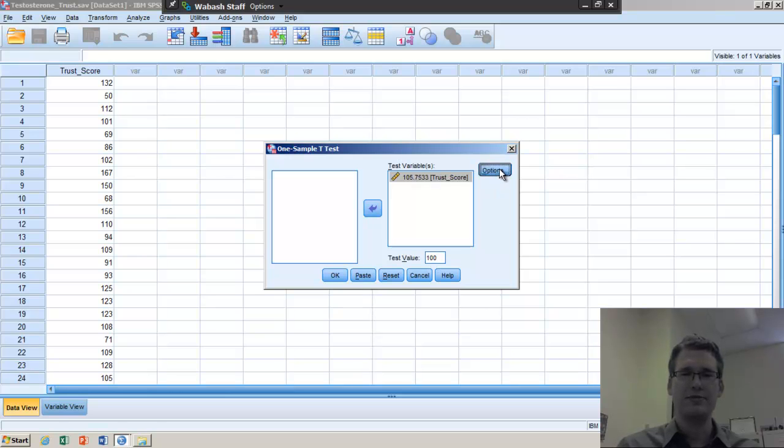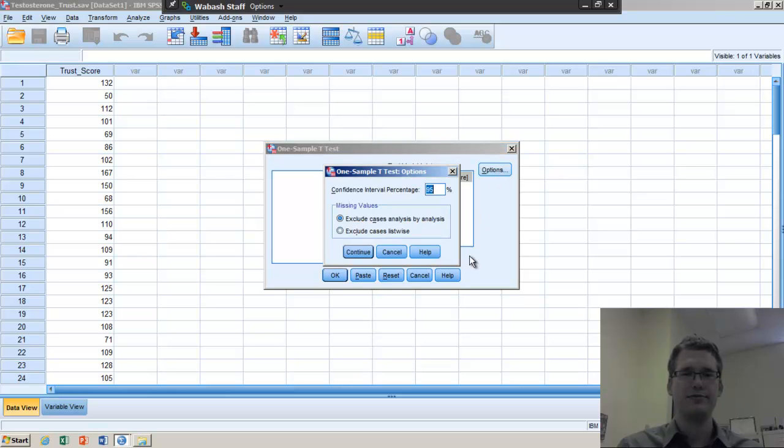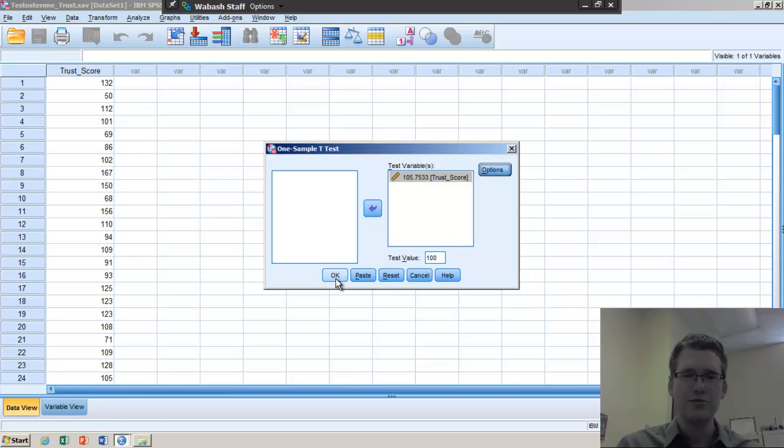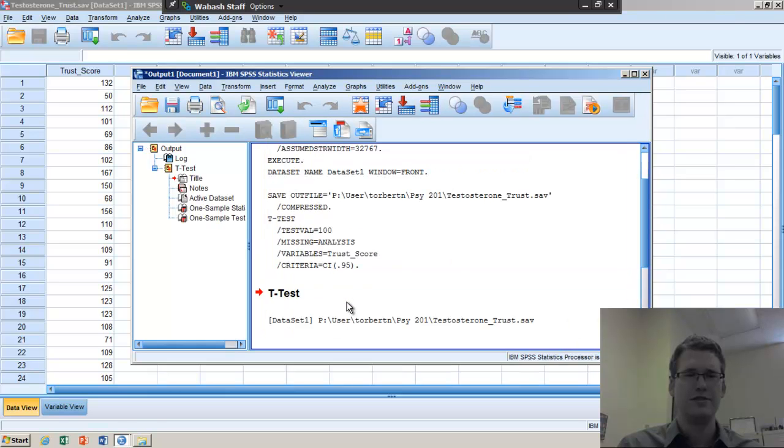Also for the one sample t, you can look at options. In this case, there's not much that we're going to worry about. 95% confidence intervals are fine. So yeah, this should be about it. Then you can just hit OK. And you should see some output here as long as you're set to show the syntax for your commands.